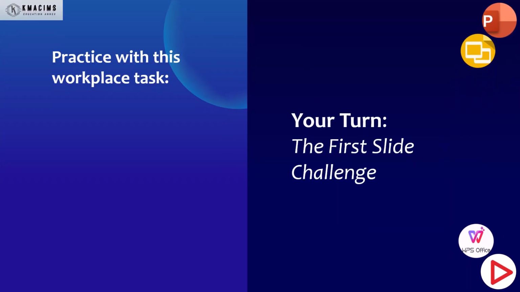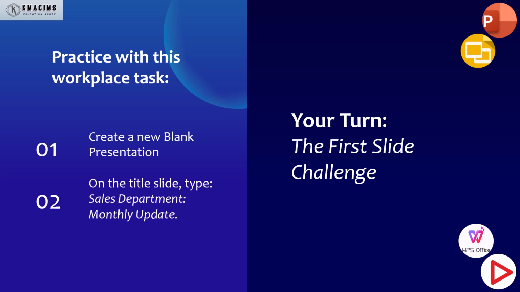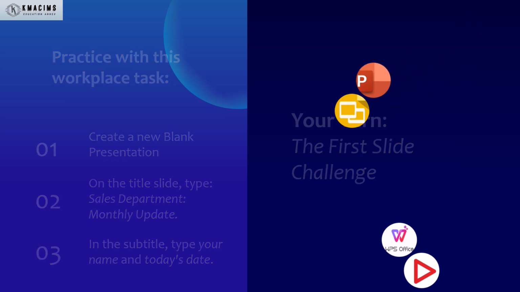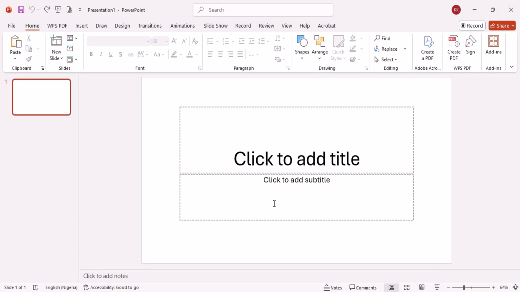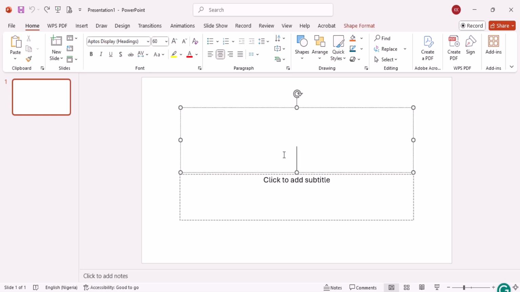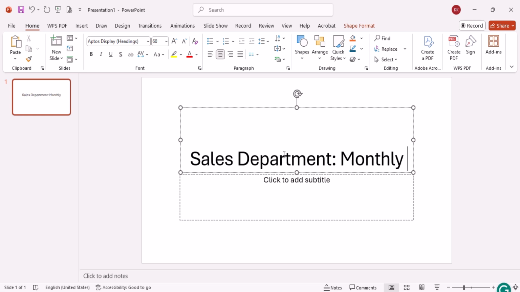Let's practice this with another common workplace task. Imagine you're creating the standard monthly departmental update. 1. Create a new blank presentation. 2. On the title slide, click in the main title placeholder and type Sales Department, Monthly Update. 3. In the subtitle placeholder, type your name and today's date. That's it. You've just laid the first stone. You've started a presentation from scratch that is ready to be built out and customized to fit your exact needs.